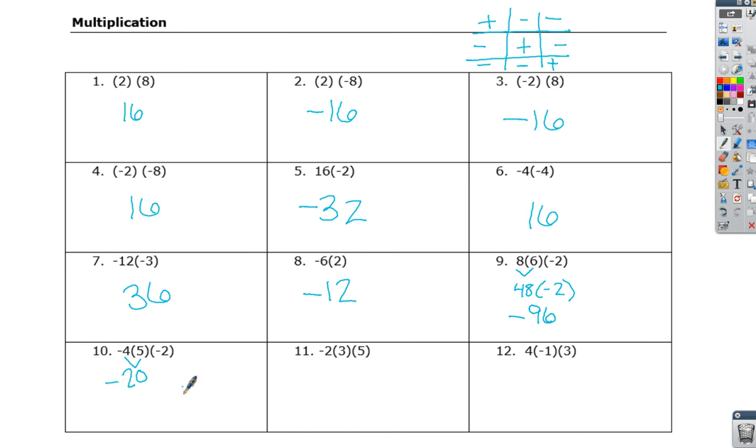So we have negative 20 times negative 2. 20 times 2 is 40. And a negative times negative is a positive. So our answer is just 40.